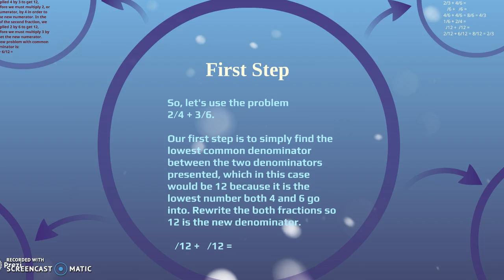Let's see, 4 goes into 12 3 times, and 6 goes into 12 twice. So what you want to do first is rewrite both the fractions so 12 is the new denominator for both. For adding fractions problems, you always want to find the common denominator, always. Multiplication and division, you don't need a common denominator, but adding and subtracting you do.